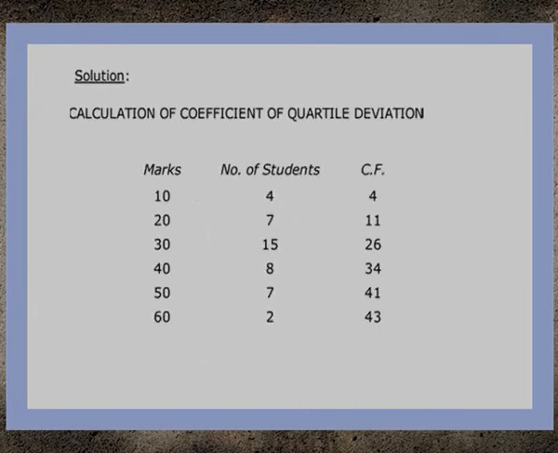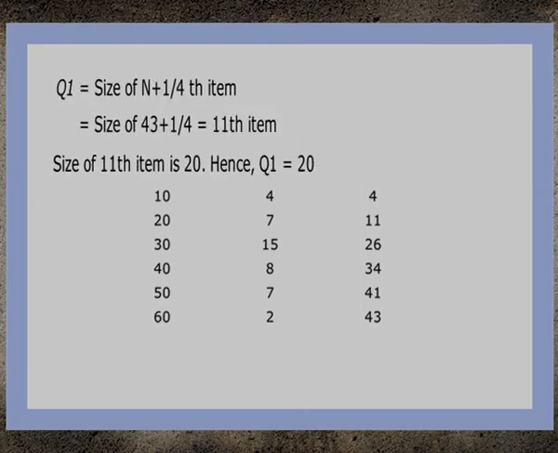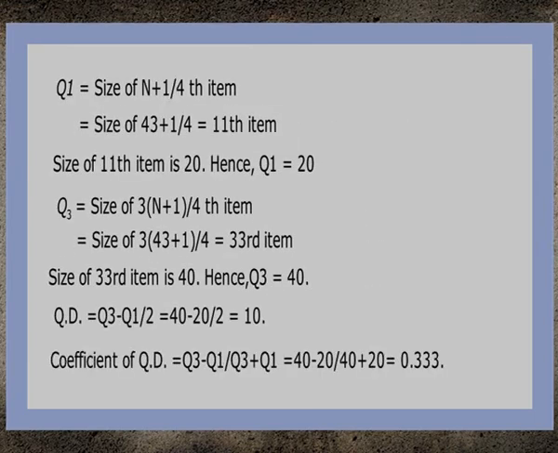Now let's see the solution. We are doing the calculation of coefficient of quartile deviation. For this, we are making a table with columns added as marks, number of students, and cumulative frequency, that is CF, as given in the table. So we have Q1 is equal to size of (n + 1)/4th item. So that is equal to size of (43 + 1)/4, that is equal to 11th item. Now the size of the 11th item is 20, hence Q1 is 20.